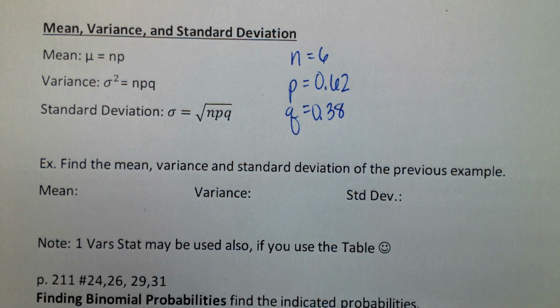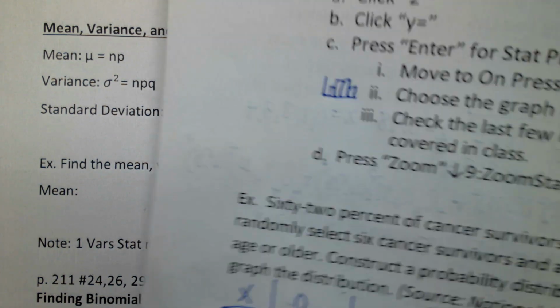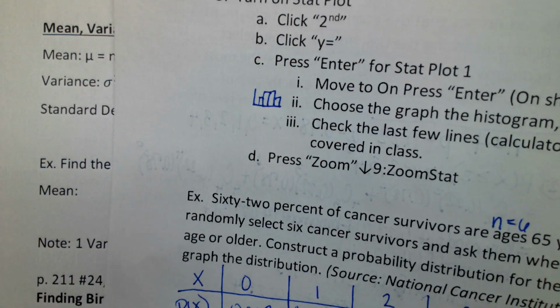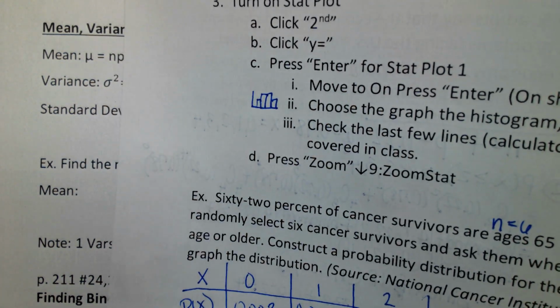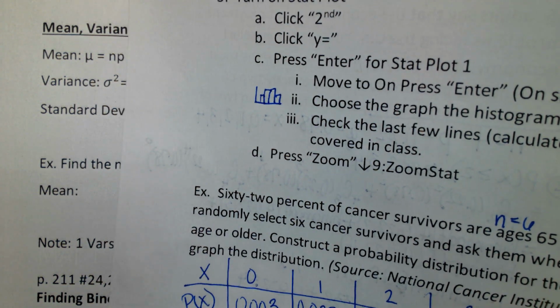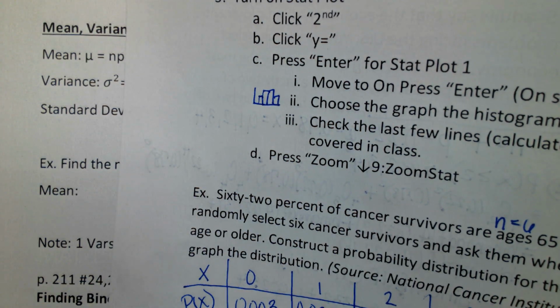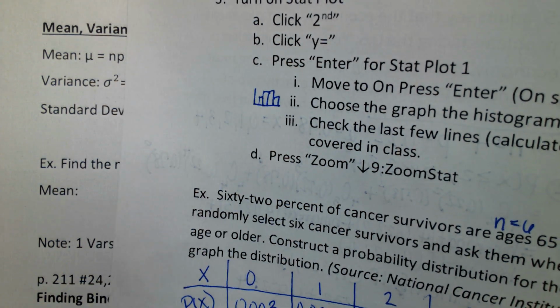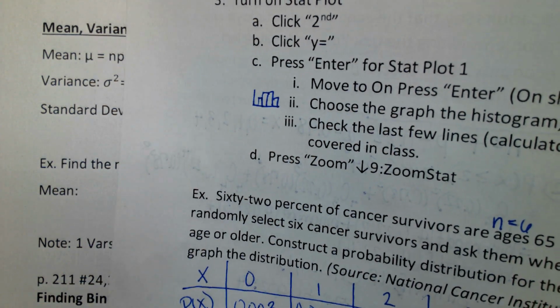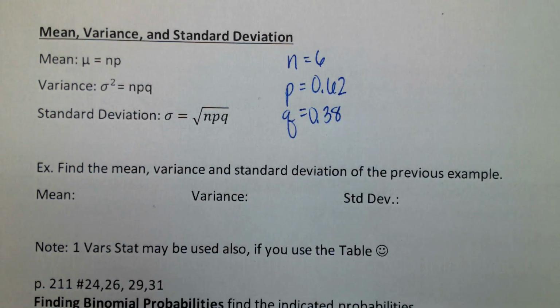So even that last part, if you didn't want to use the binomial PDF or CDF, you could have used your combination. This would have been 6C, 0.62 to the power, 0.38 to the 6, for those of you who want to work it out manually.